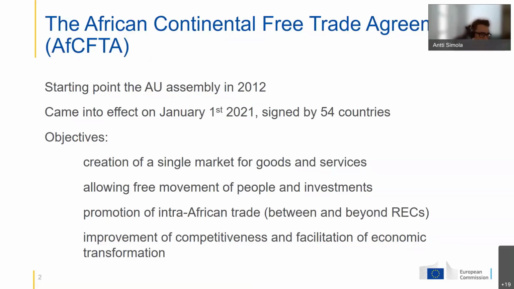There are several objectives that I have listed here. Creation of a single market for goods and services in Africa, allowing free movement of people and investments, promotion of intra-African trade between and beyond the existing regional economic communities, and improvement of competitiveness and facilitation of economic transformation.